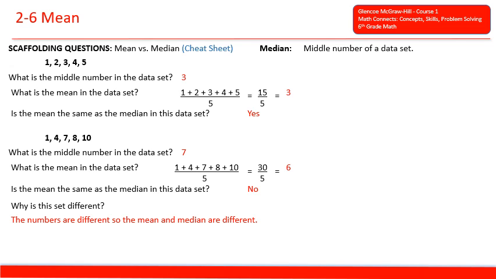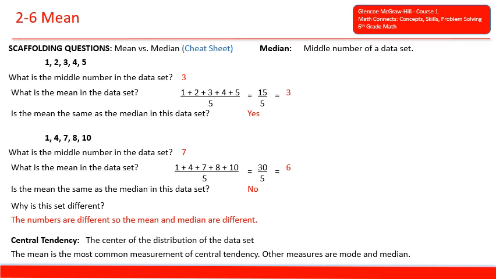In the second set, which is more likely to happen, the mean and median are not the same. Central tendency is the center of the distribution of the data set. The mean is the most common measurement of central tendency. Other measures are mode and median.